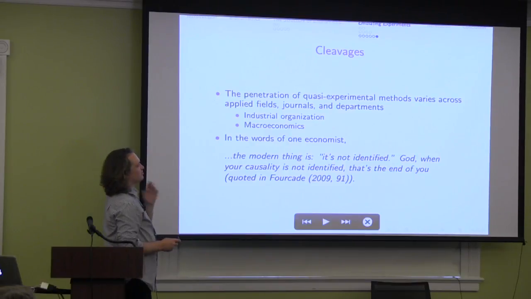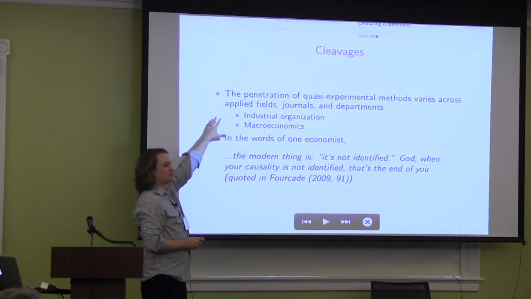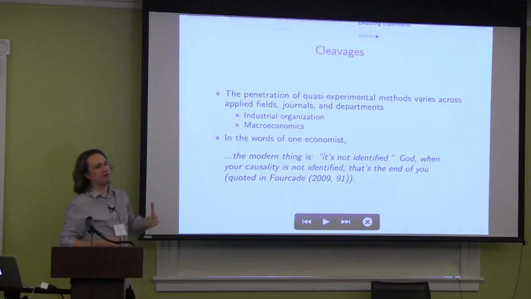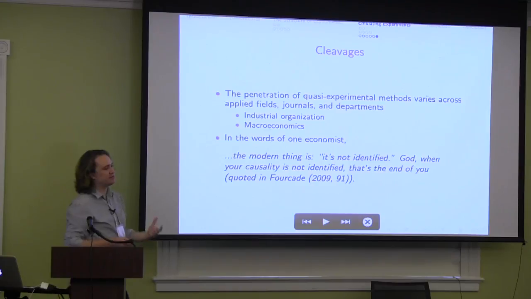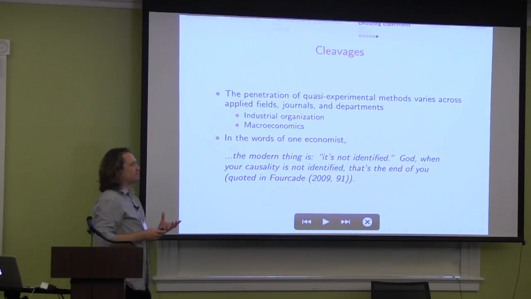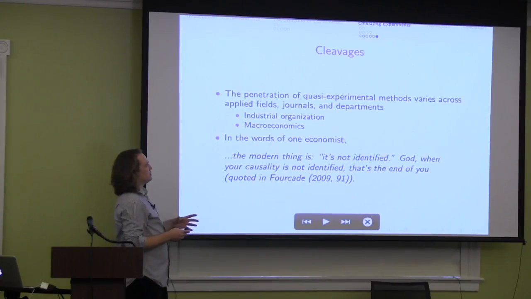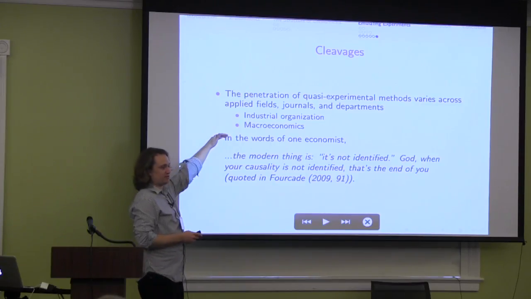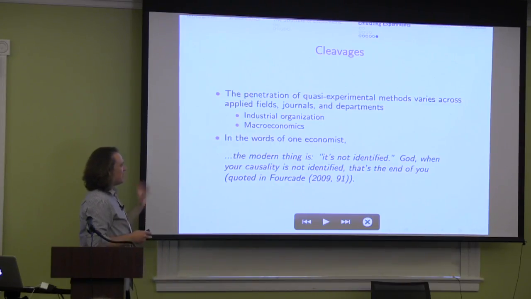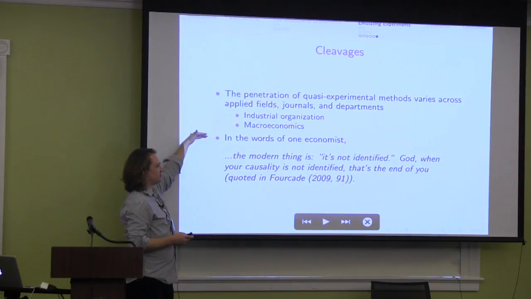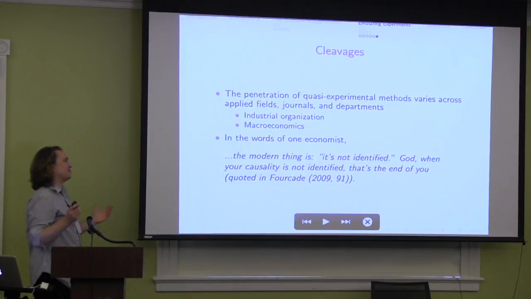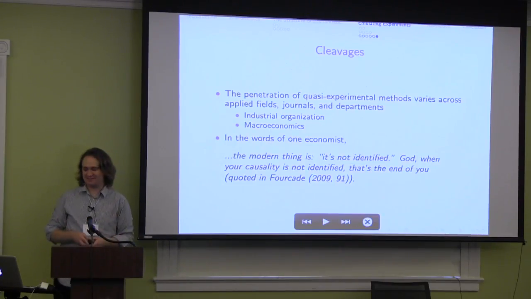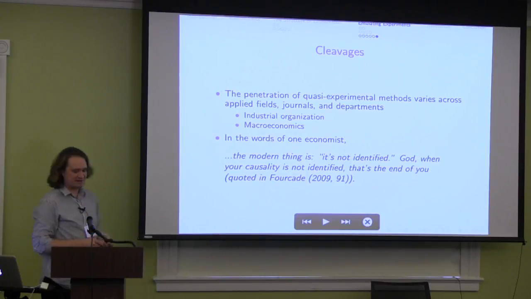And two that Angrist and Krueger have latched onto are, of course, industrial organization, which is still a very game theoretic and structural field where people are very much interested in merger analysis and antitrust analysis. And it's very, very close to the Cowles tradition in that sense, and also macroeconomics, which is a big target for them. At the same time, I think this, if I could use the word gestalt of the profession, is in this sense. I love this quote. The modern thing is it's not identified. God, when your causality is not identified, that is the end of you. This is an interview that Marianne Fourcade did with some economists.